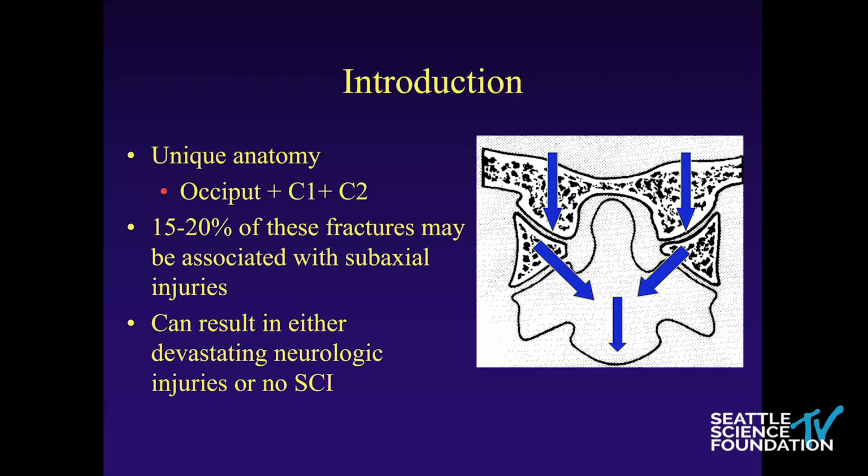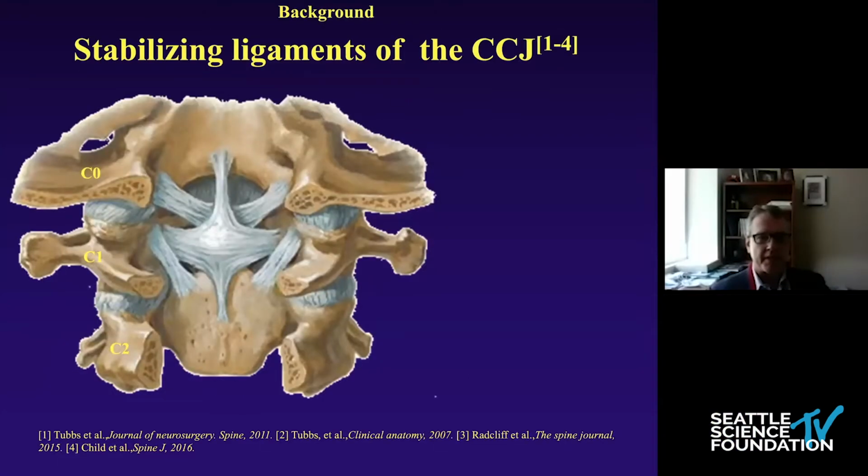15% to 20% of AODs can be associated with subaxial fractures, an important point to remember. And these injuries can result in either devastating neurologic injuries or actually no spinal cord injuries and be very subtle. Those are the ones that I think are the most dangerous because those are the ones that have been missed historically. Now, at the craniocervical junction, it's all about the ligaments.